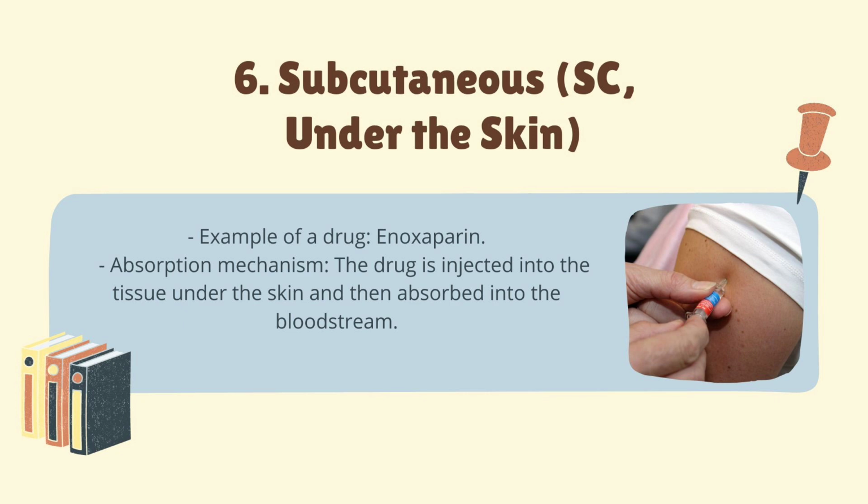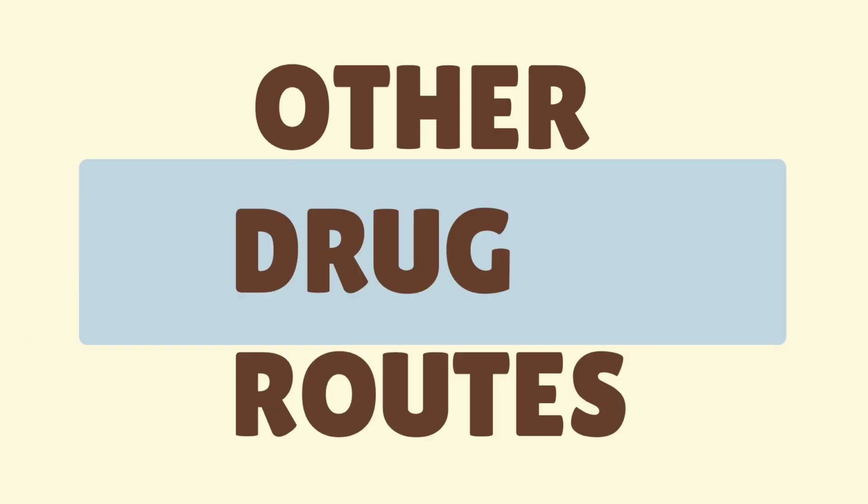6. Subcutaneous, SC, under the skin. Example of drug: enoxaparin. Absorption mechanism: the drug is injected into the tissue under the skin and then absorbed into the bloodstream. Other drug routes.